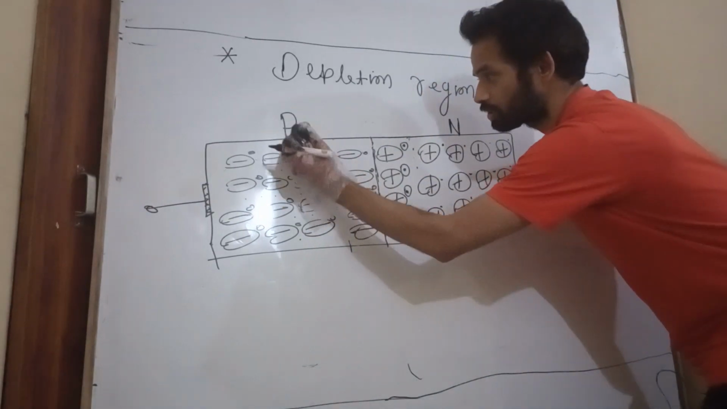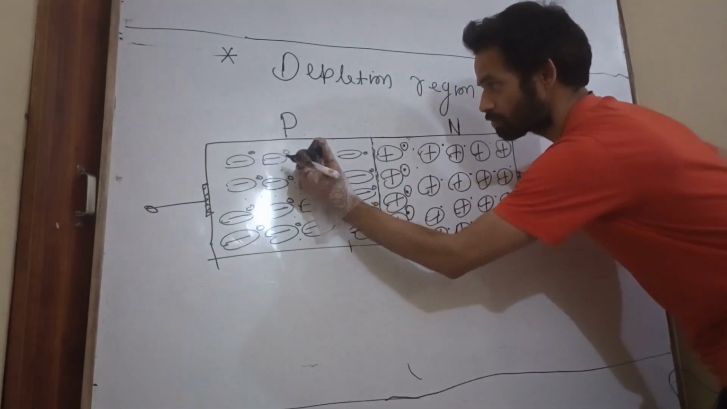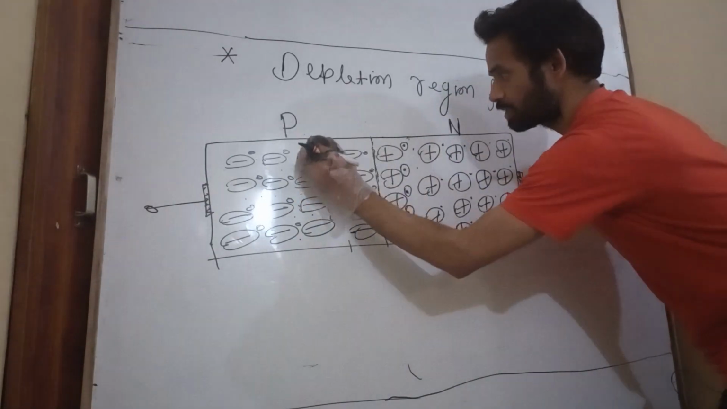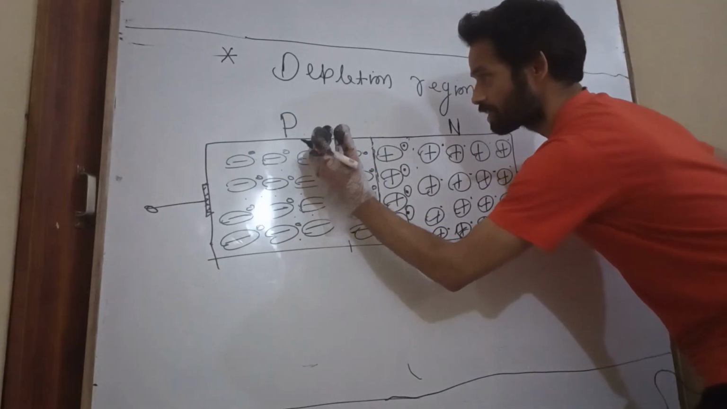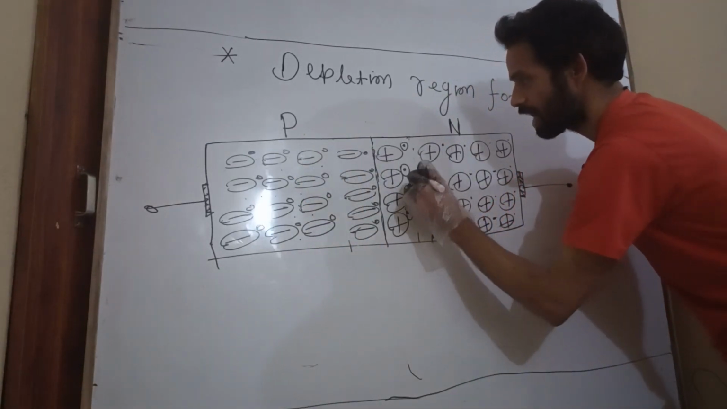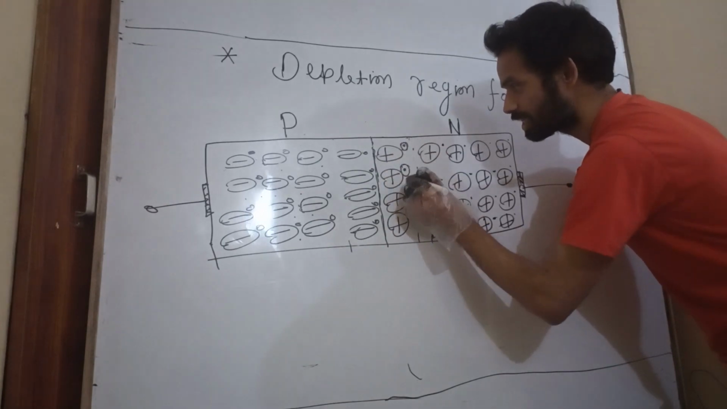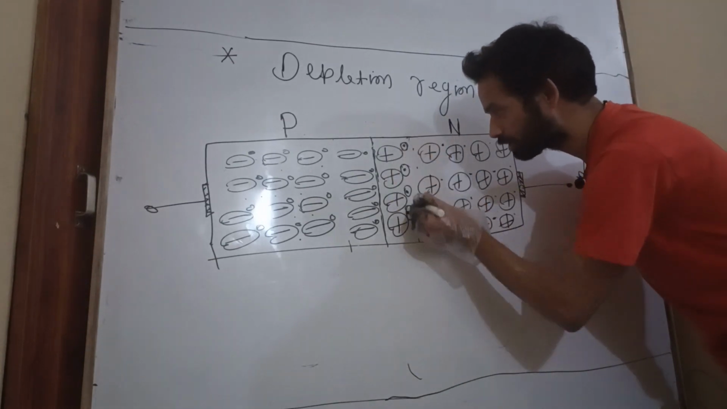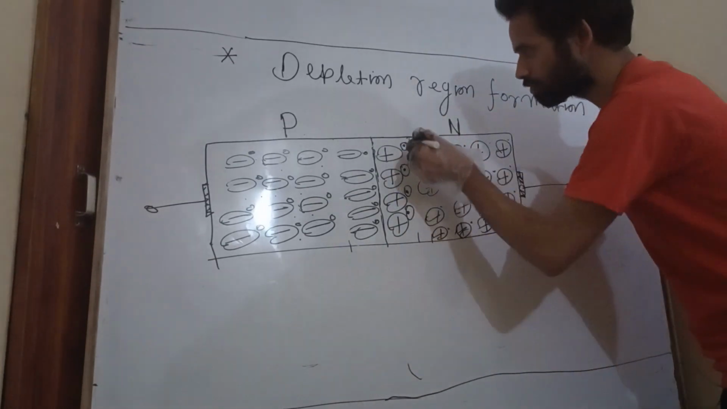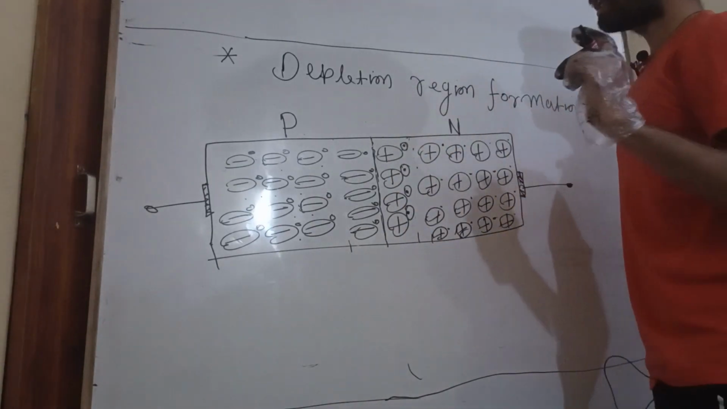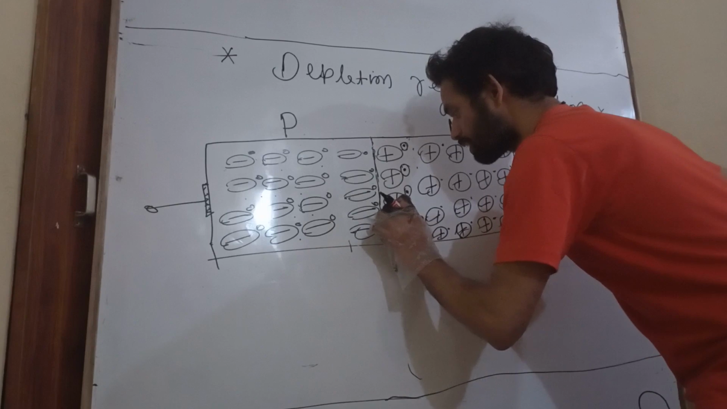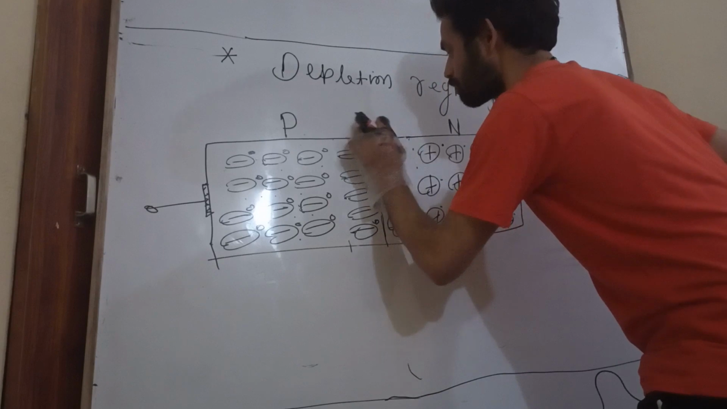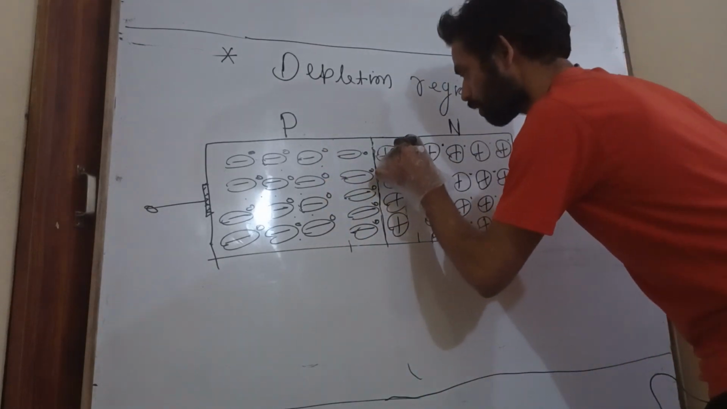Some of the holes have migrated from the P region to the N region, and they will quickly recombine with what? The majority charge carrier, electrons. They will quickly recombine with the majority charge carrier electrons, and after that they will immediately disappear from the scene.